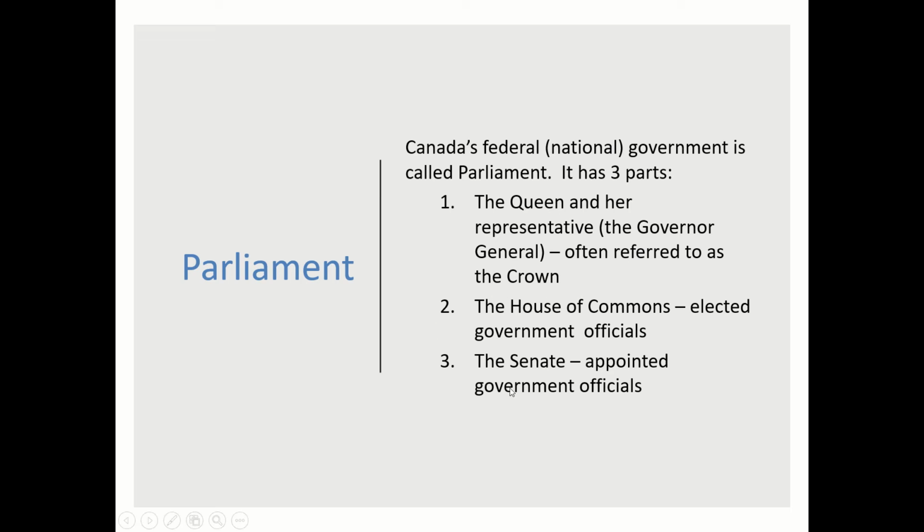The other group is the Senate. These people are appointed, not elected, so they are picked by the Prime Minister to sit on a large group, which is the Senate, and I'll talk about their job in a later slide. So again, we've got the Queen and her representative, the Governor General, the House of Commons, these are the elected people that we put into office, and the Senate, who are appointed, not elected.